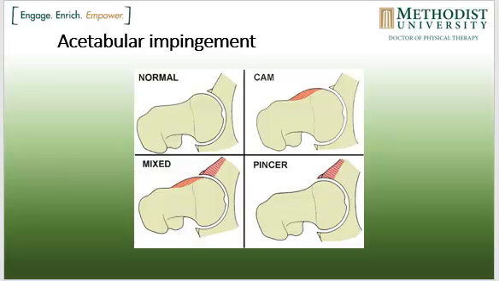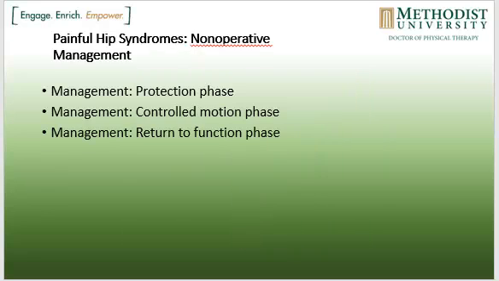So a normal hip appears like this. A patient can have a cam lesion, which is excess growth on the femur. They can have a pincer lesion, which is excess growth on the acetabulum, but often they have mixed. They get a little bit of both.